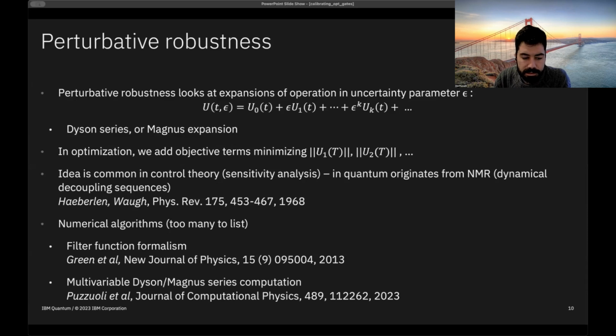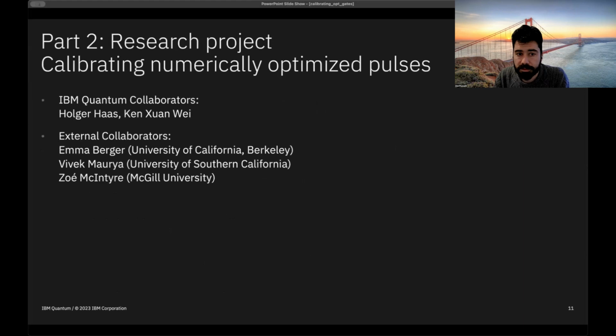And then this is a paper that we did this year, which I referenced in that previous slide. This is built into Qiskit Dynamics. It's some algorithms for computing these expansion terms in a multivariable setting for both Dyson and Magnus. So this work is directly computing these expansions. And there's other stuff too, but again, this is one of those things that's pretty expansive, so it's hard to cite everybody. Okay, so that's that.